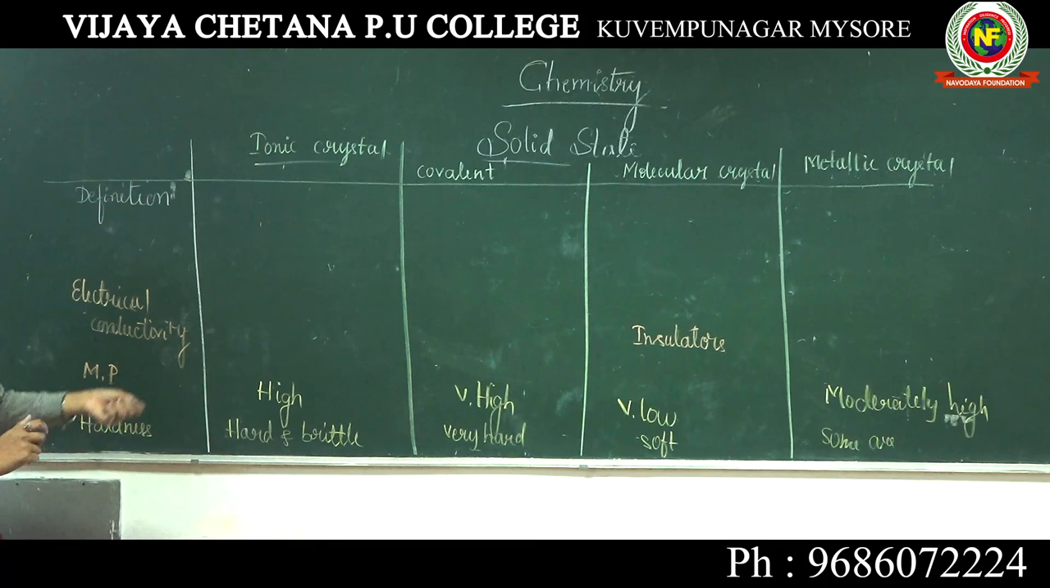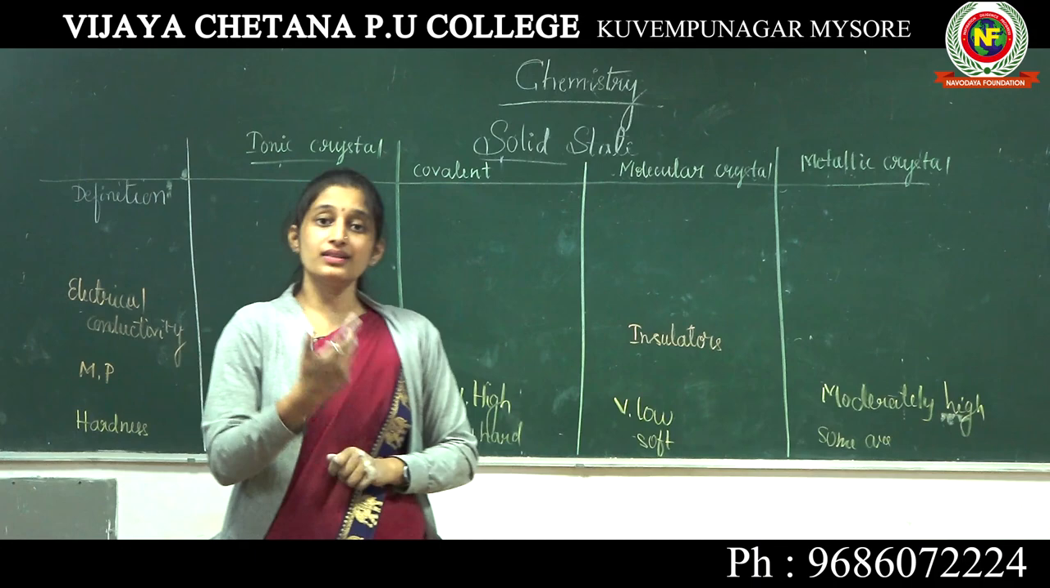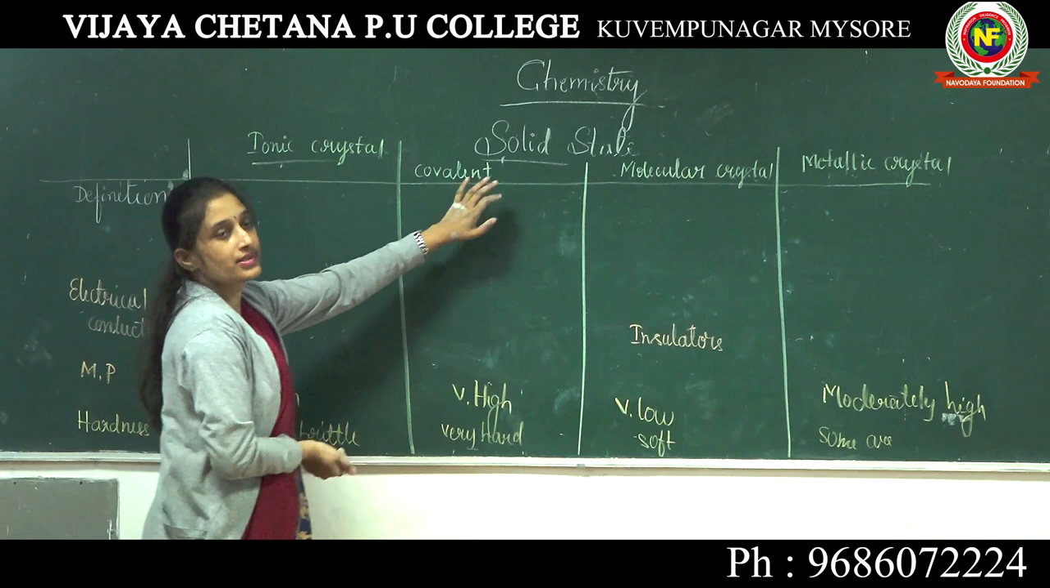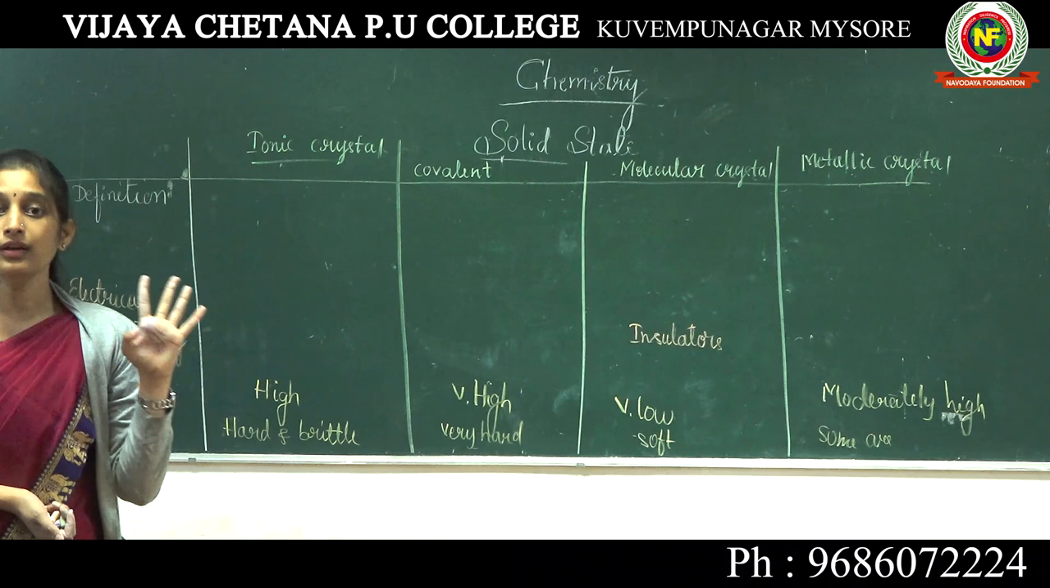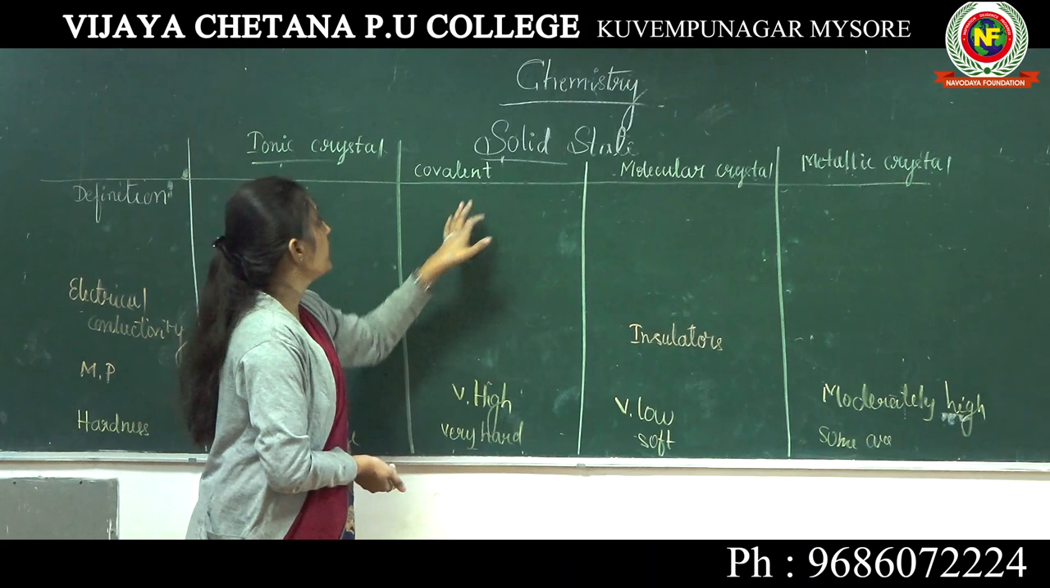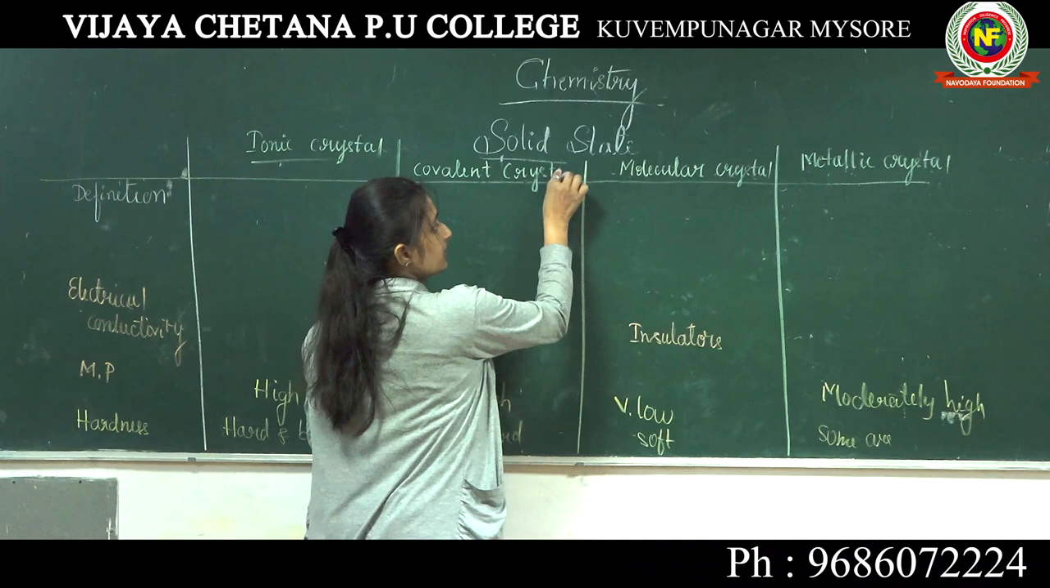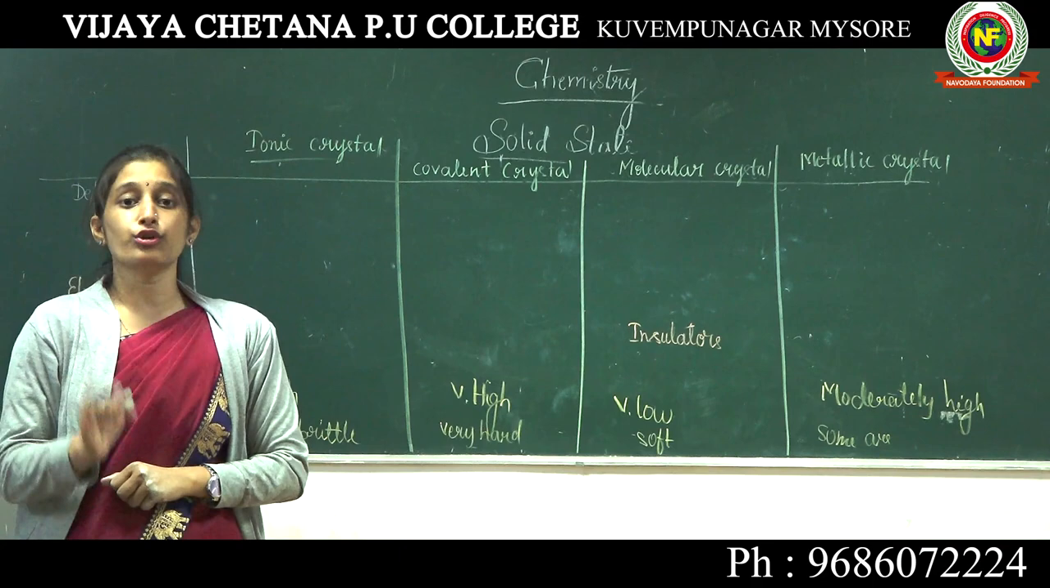Just now we discussed the types of crystal lattice. Now, the types of solids. There are four types of solids. First one, ionic crystal. Second one, covalent crystal. Third one, molecular crystal. And last one, metallic crystal. Together, the whole solid, we are going to classify into four types.